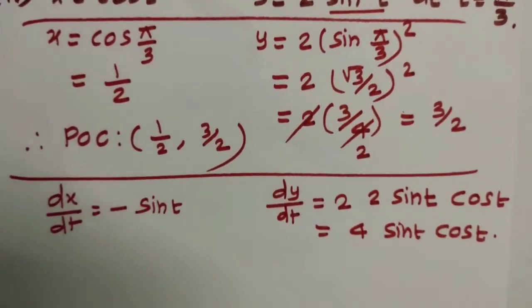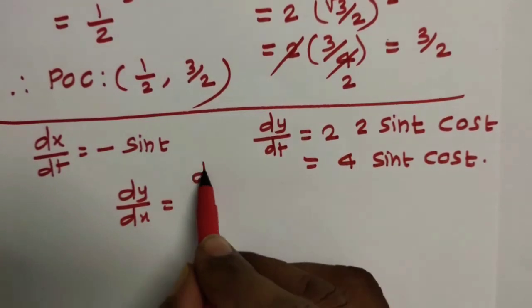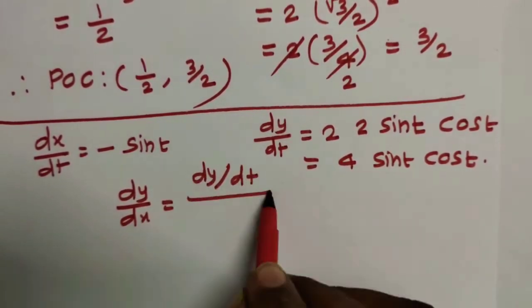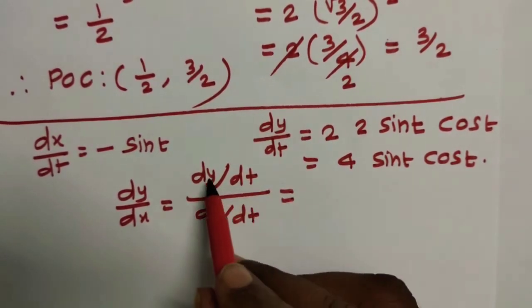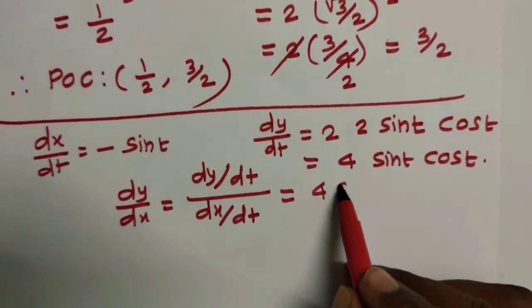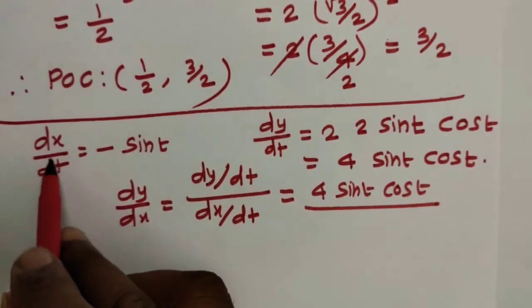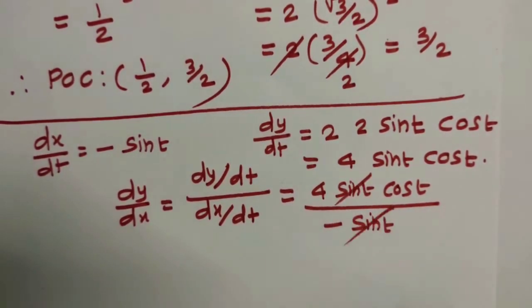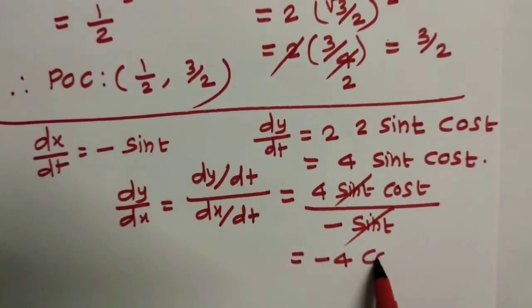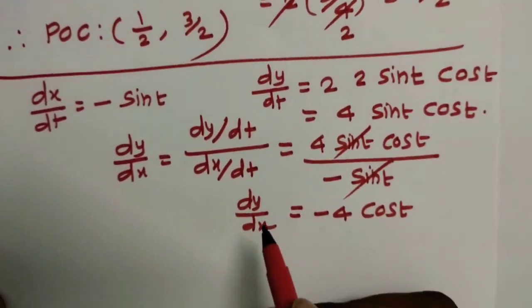Now slope of the tangent dy divided by dx can be written as dy divided by dt divided by dx divided by dt, which is equal to dy divided by dt is 4 into sin t into cos t, divided by dx divided by dt is minus sin t. Sin t and sin t getting cancelled, remaining minus 4 into cos t. This is the slope of the tangent dy divided by dx.